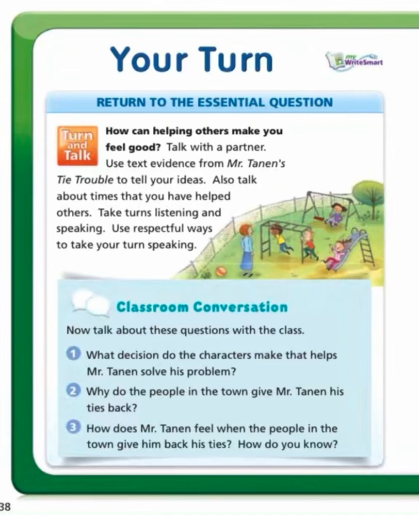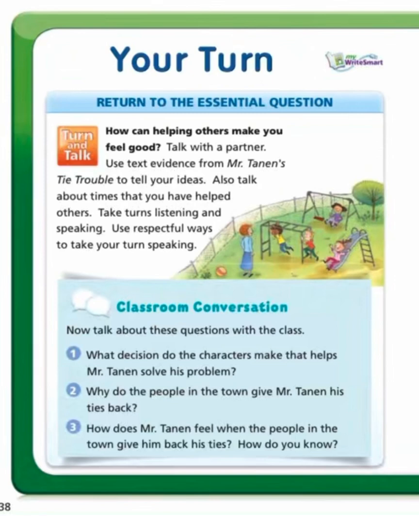Your turn. Return to the essential question. Turn and talk. How can helping others make you feel good? Talk with a partner. Use text evidence from Mr. Tennant's Tie Trouble to tell your ideas. Also, talk about times that you have helped others. Take turns listening and speaking. Use respectful ways to take your turn speaking.